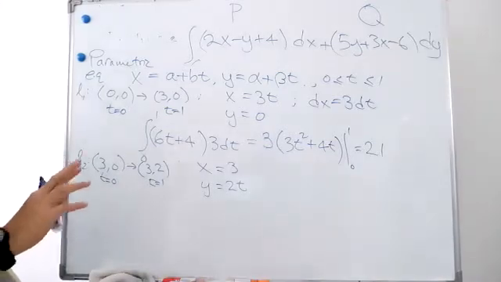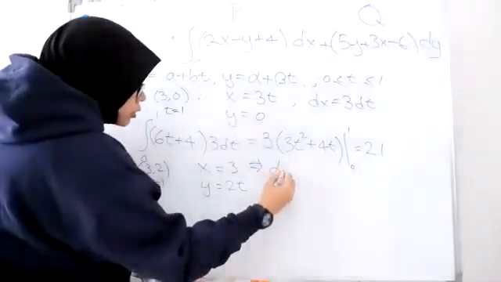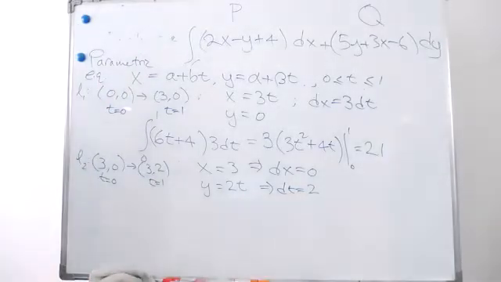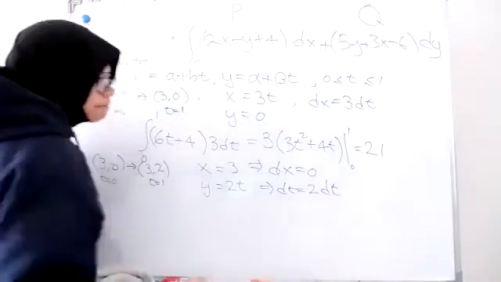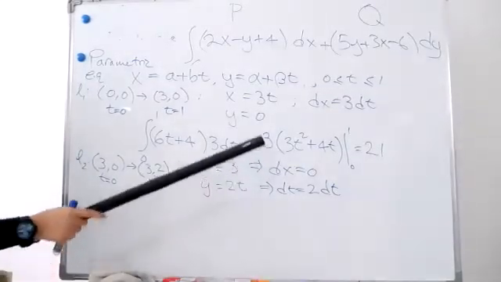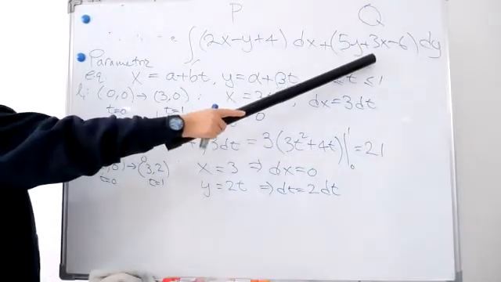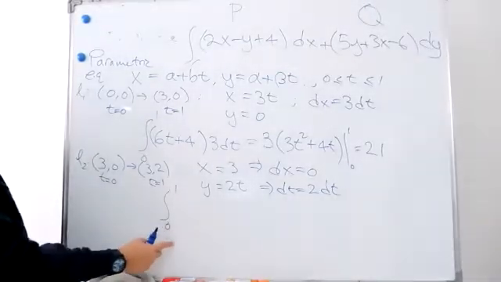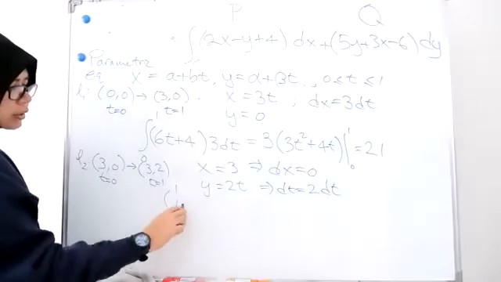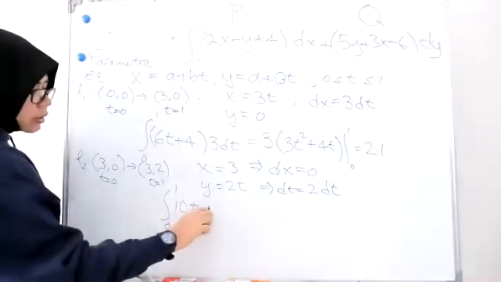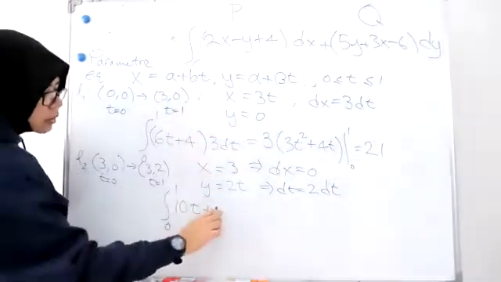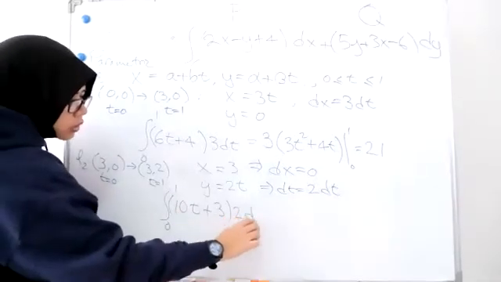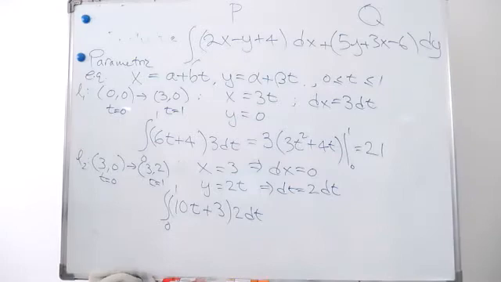Right. So next we need to find dx and dy. dx in this case is 0, and dy in this case is 2 dt. Okay, this is also nice because now we have this part as 0, and we have the value of this part, and then we need to evaluate from 0 to 1. So 5y is 10t plus 3x is 9, so 9 minus 6 is 3, and then we have 2 dt, because dy is 2 dt.